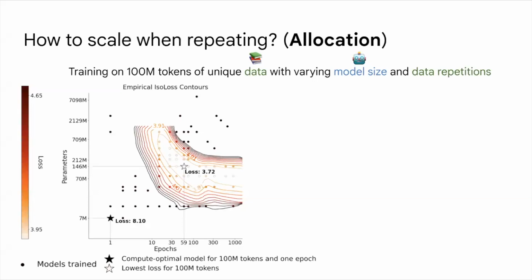In the bottom left corner, we have the baseline compute optimal model where we don't repeat any data. So we train for 100 million tokens, and the corresponding compute optimal number of parameters is 7 million. For that model, we get a loss of 8.1. However, we can get much better loss by going into that repeated data and excessive parameters regime, eventually reaching a loss of 3.7 at 59 epochs and 146 million parameters.